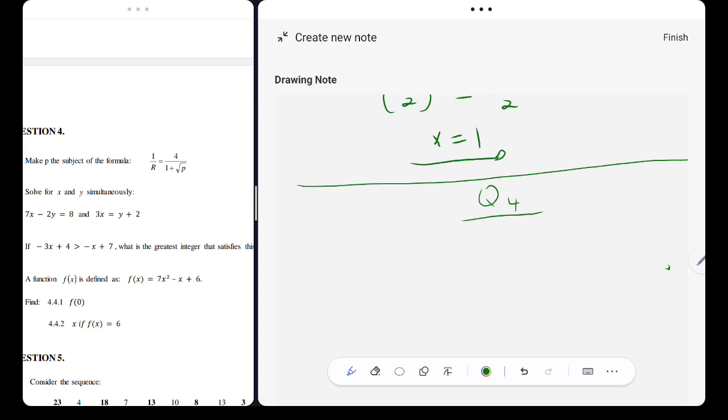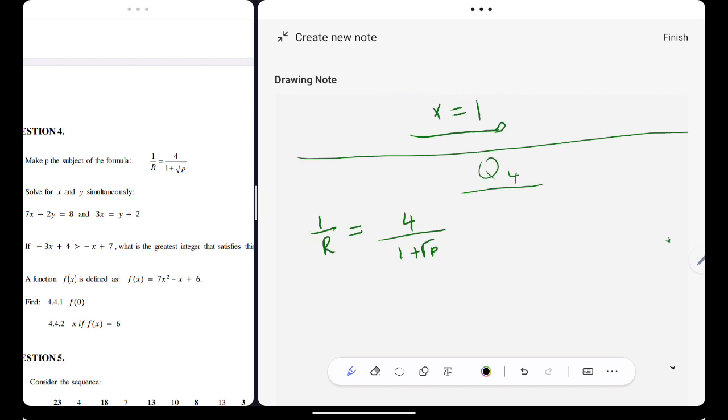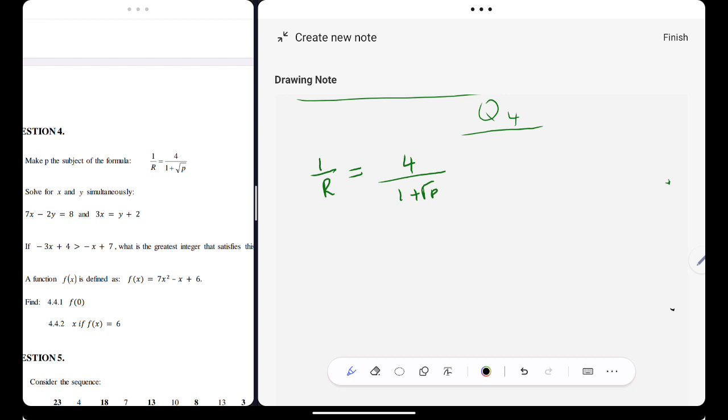Question 4, I have 1 over r is equal to 4 over 1 plus the square root of p. I'm asked to make p the subject of the formula. Okay, how can I first deal with this thing? I have fractions. I don't like working with fractions.